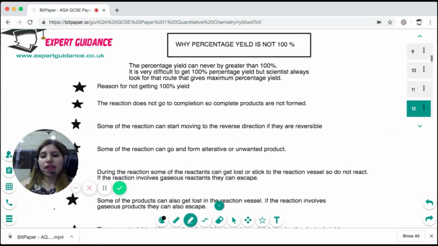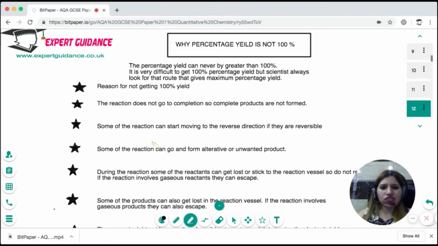Now, the next question is, why is the percentage yield not 100%? They can ask you this question. So you should know the various reasons why the yield always decreases. The percentage yield can never be greater than 100, and it is difficult to get 100% yield. Now, why is the yield not 100%?